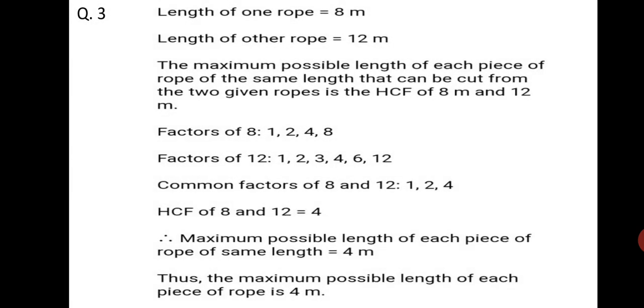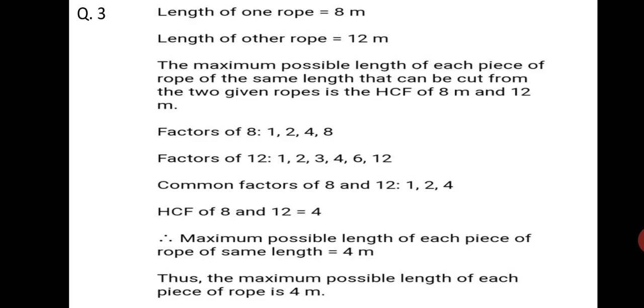Length of one rope is equal to 8 meter. Length of other rope is equal to 12 meter. These are your statements. Next, the maximum possible length of each piece of rope of the same length that can be cut from the two given ropes is the HCF of 8 meter and 12 meter. So after writing this, you can find the factors of 8, factors of 12 and the common factors of 8 and 12, which are 1, 2 and 4. So HCF of 8 and 12 is equal to 4.